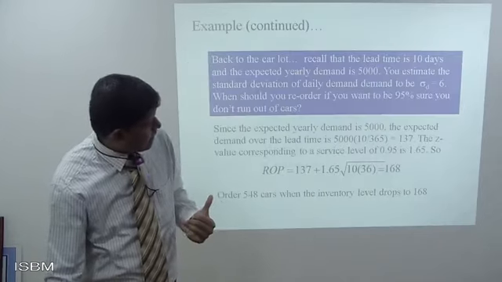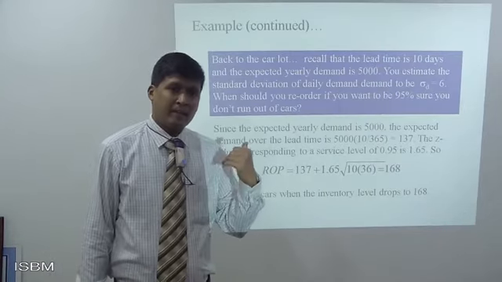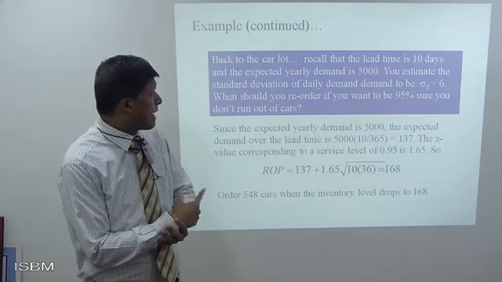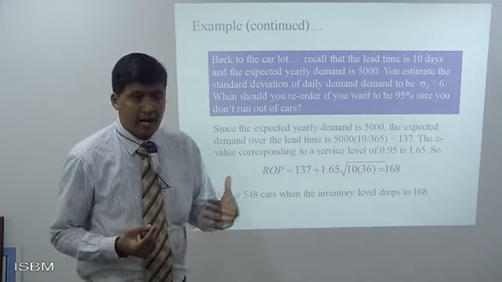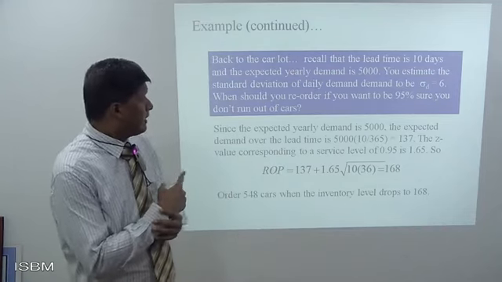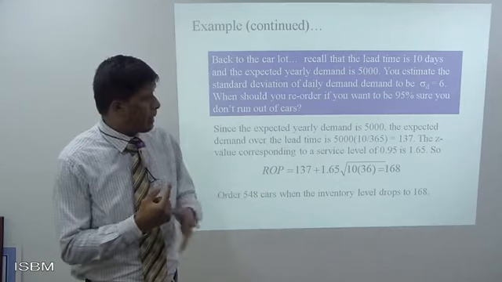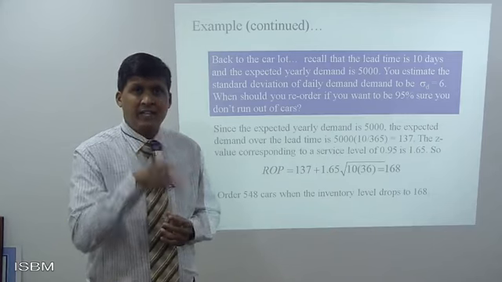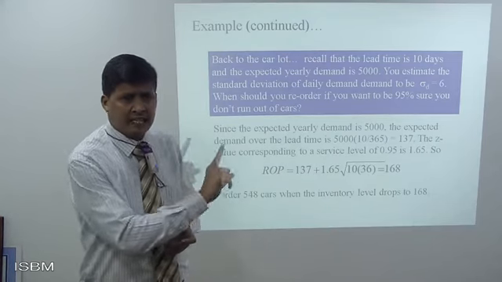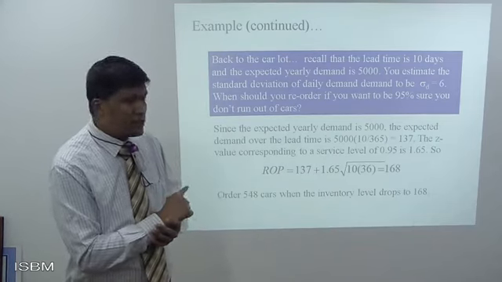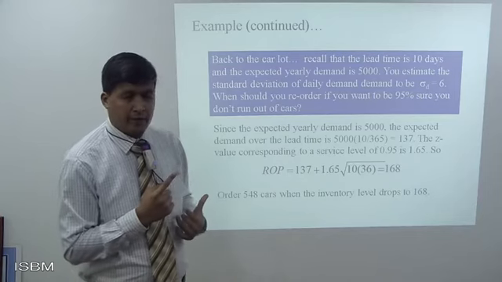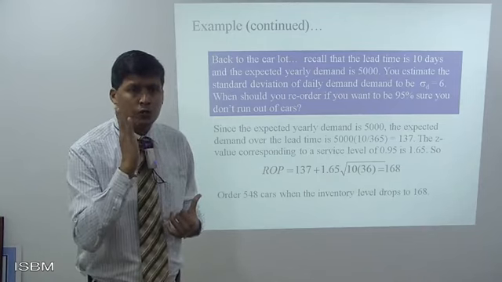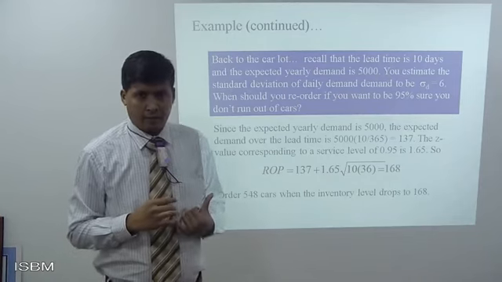If you go back and apply the formulae, this is an example. It would be back to the car lot. Recall the lead time, what it was: 10 days. And the expected demand was 5,000. You estimate the standard deviation. We now want to factor in the deviation, the variance. When should you reorder if you want to be 95% sure you don't run out of cars?